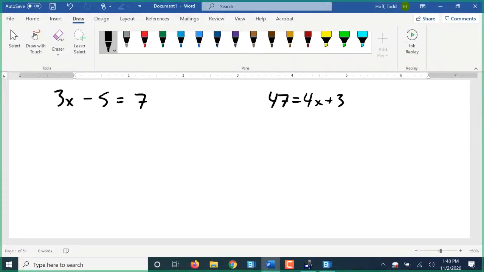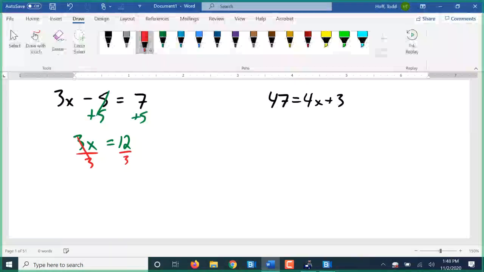So the first one here, we're going to add 5. 3x. The 5 minus 5 is gone. 7 plus 5 is 12. Then we'll divide by 3. X equals 4.